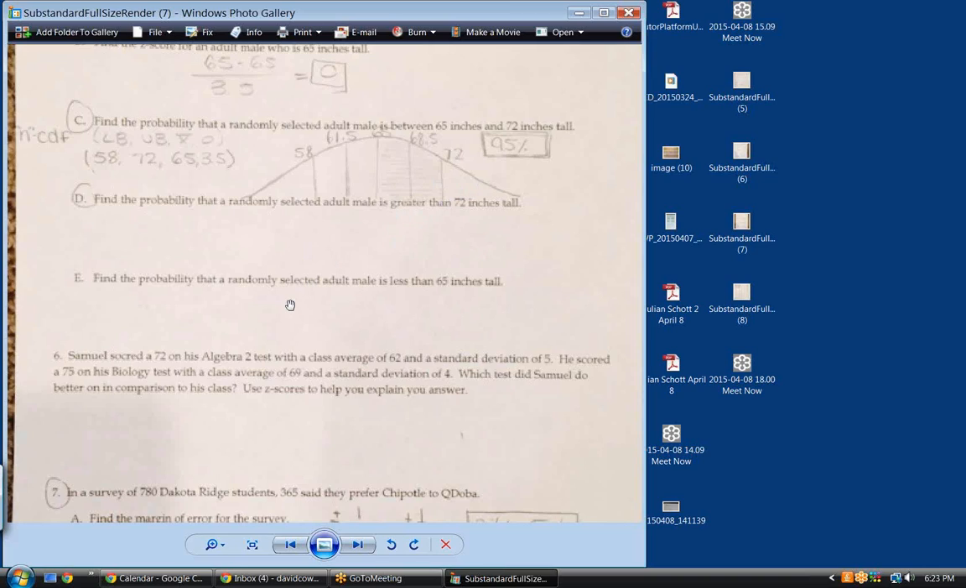Find the probability that a male would be less than 65 inches. Less than 65? That's this whole area. That would be 50%. Oh, that's right, half. That's half, just if it's symmetrical, and these are, when you're looking at normal distribution curves.